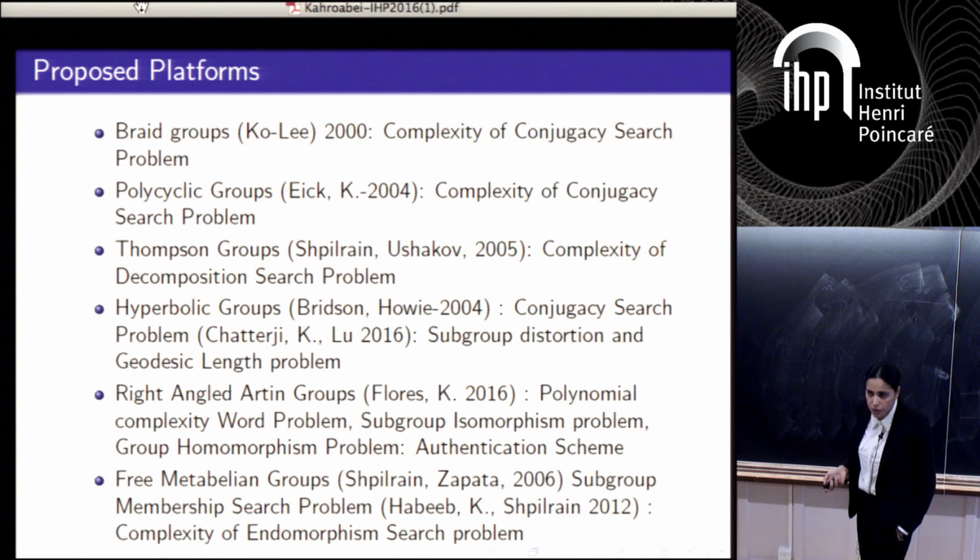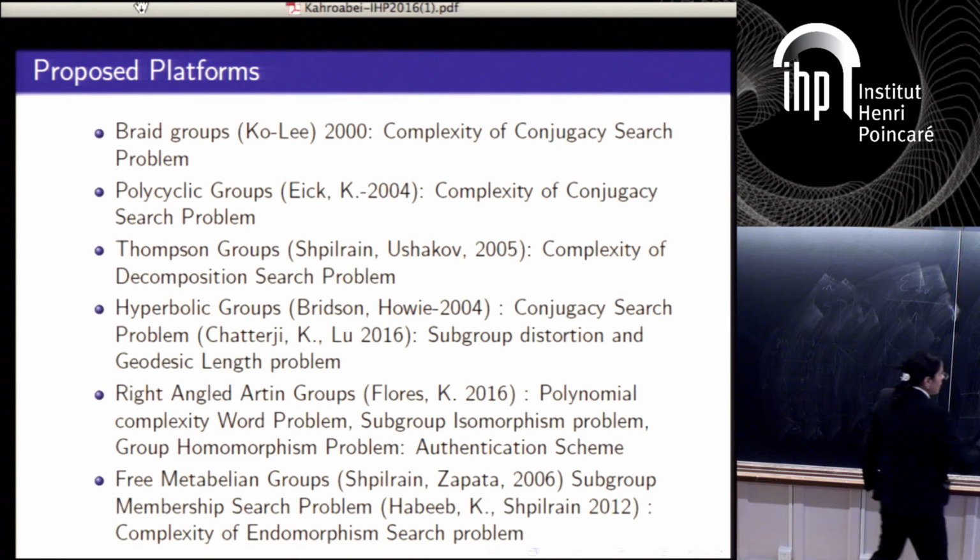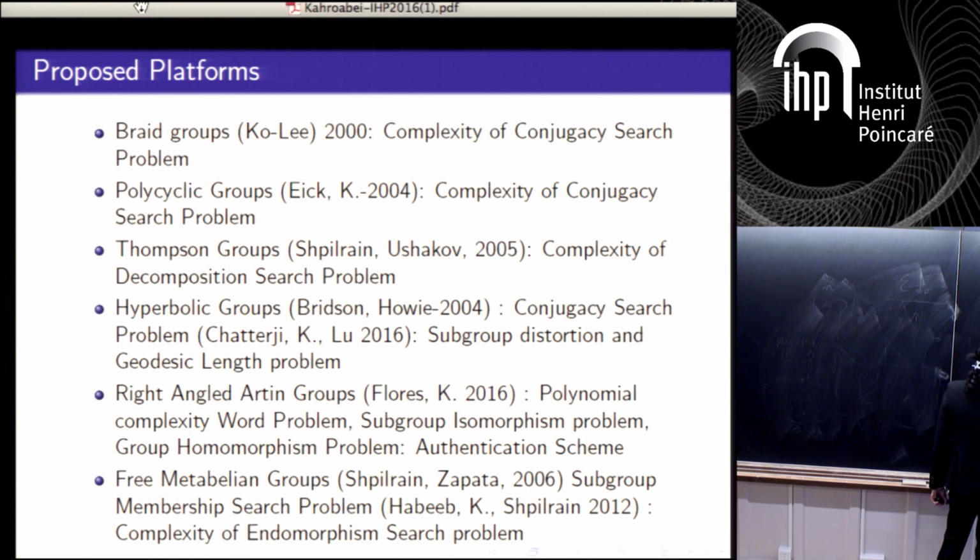Free metabelian groups were proposed by Shpilrain and Zapata in 2006, based on the fact that the subgroup membership search problem is hard. A metabelian group is one where you have a group G that you can write in this way, and if N and H are both abelian, then you call it metabelian. In other words, you have a short exact sequence so that these two are abelian.